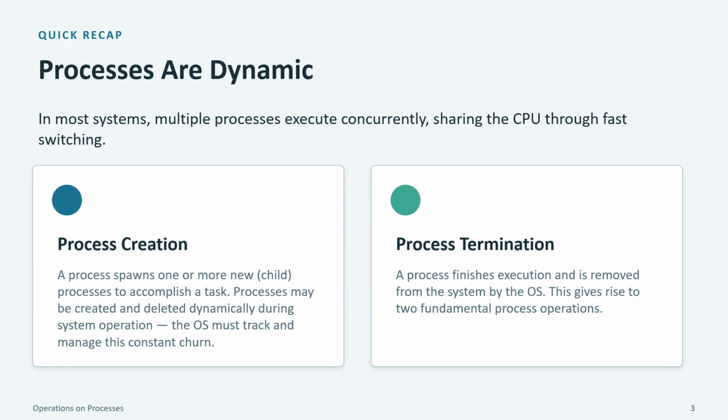Now during its execution, a process may create another process. The newly created process is called child process. The original process is called the parent process. Similarly, when a process completes its execution, the operating system removes it from the system. Therefore, two fundamental operations are very important. They are process creation and process termination.